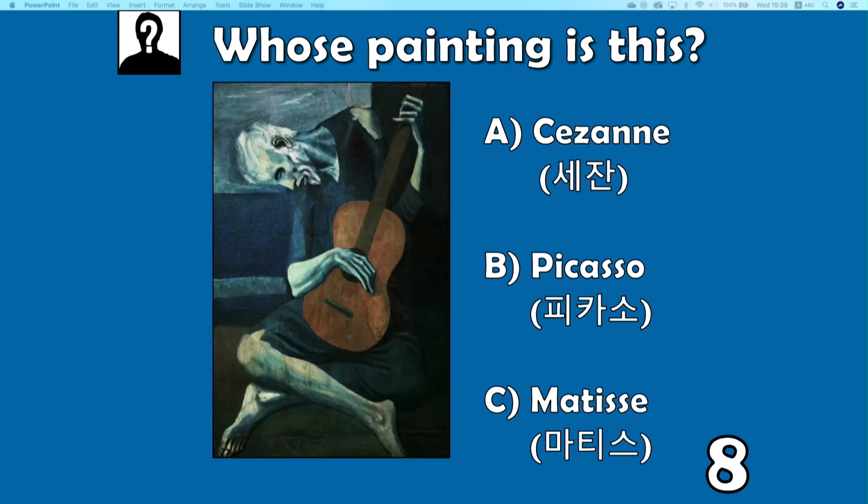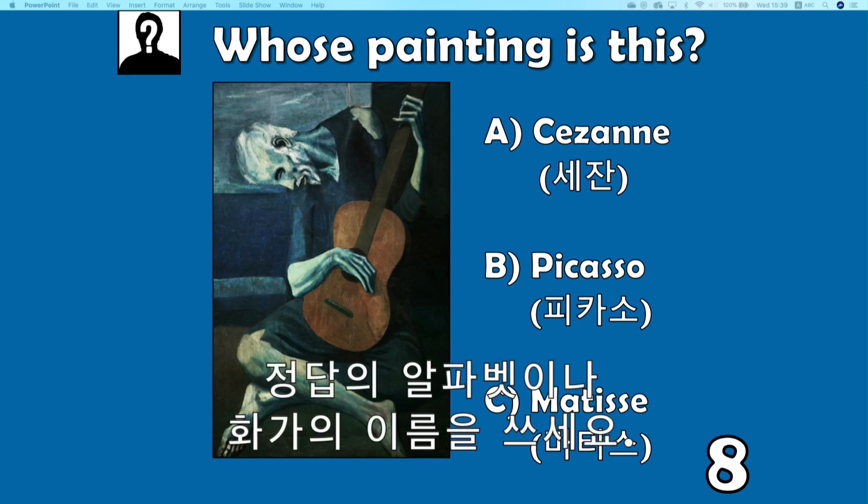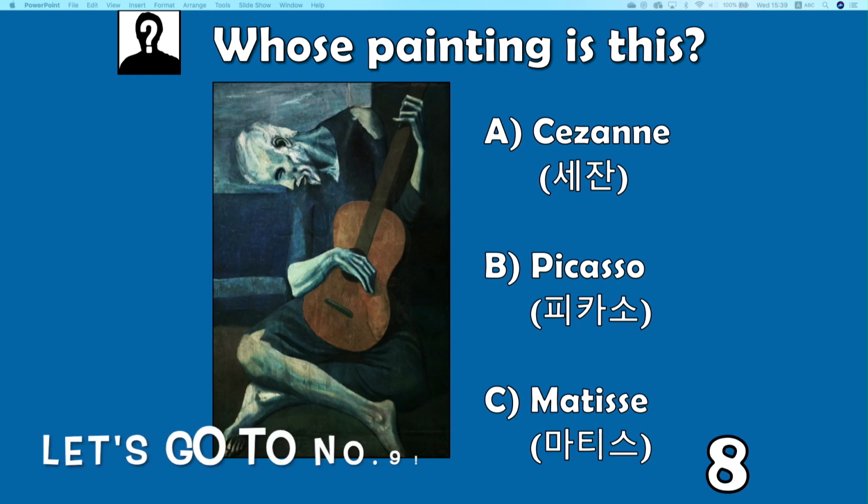Whose painting is this? A. Cézanne, B. Picasso, C. Matisse. Write the alphabet or the painter's name. Let's go to number 9.